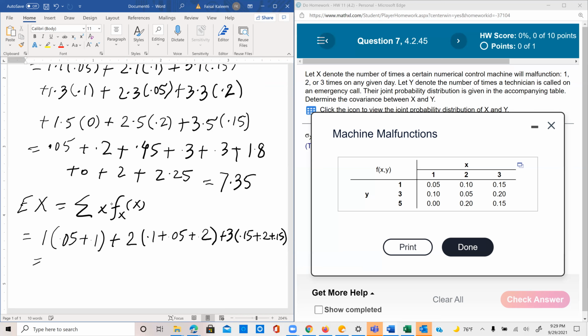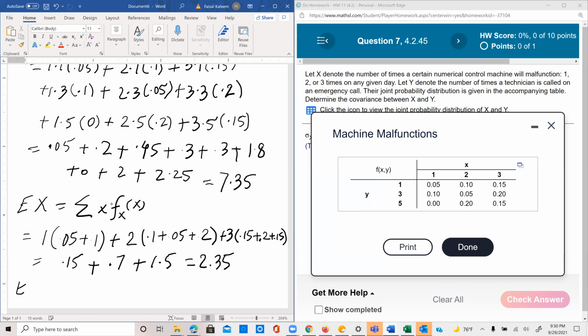Let's see, 0.05 plus 0.1 is 0.15, and times 1 is 0.15. Okay, 0.1 plus 0.05 plus 0.2 is 0.35, times 2 is 0.7. And then 0.15 plus 0.2 is 0.35, plus 0.15 is 0.5, times 3 is 1.5. That all adds up to 0.85 plus 1.5, that's 2.35.